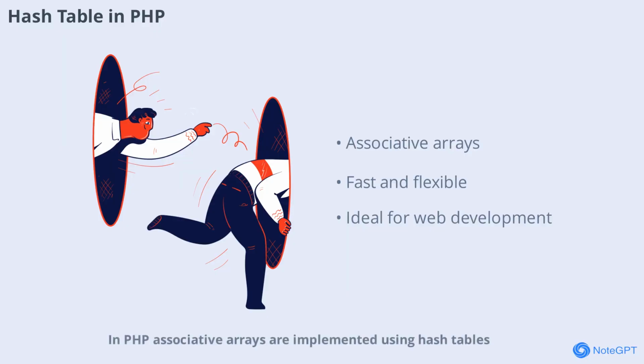In PHP, associative arrays are implemented using hash tables. This allows you to store and retrieve data using keys, making PHP a powerful language for web development. PHP's hash tables are fast and flexible, supporting a wide range of applications from content management systems to e-commerce platforms.